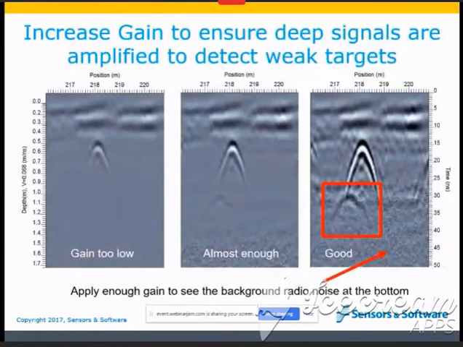So let's look at an example. Here you can see that while the image on the left looks like it might be okay, because we can see a hyperbola that could be a utility, when we apply more gain, we find that there's a second target that is deeper and weaker that we almost missed.